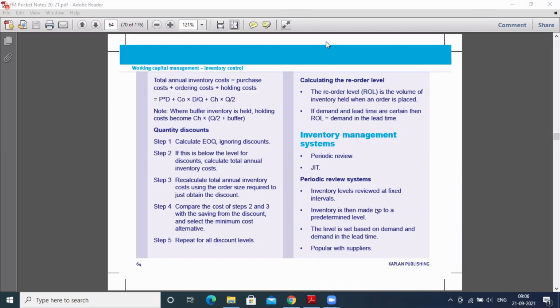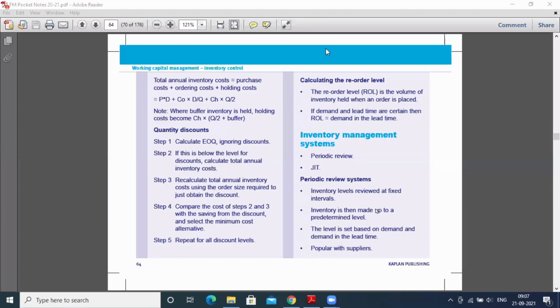So if this is below the level of discount, calculate the total annual inventory cost. It means by considering that particular EOQ, we need to calculate the total annual inventory cost. I already mentioned the formula for that: purchase cost plus ordering cost plus holding cost. Then recalculate the total annual inventory cost using the order size required to just obtain the discount. As I mentioned, if you want to avail the discount, you need to make an order of 10,000 units. Now again, you should calculate the inventory cost by considering the 10,000 units.